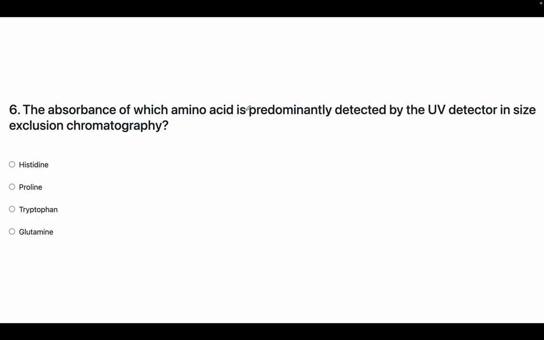The absorbance of which amino acid is predominantly detected by the UV detector? So the question is, if I have a detector which is detecting absorbance at 280 nanometers, then which amino acid is predominantly responsible for that? And that is the aromatic amino acid tryptophan. The other amino acids which contribute to absorbance are tyrosine, phenylalanine, and to some degree cysteine linkages. But these are very minor. It is mainly tryptophan absorbance which is seen in a UV detector.